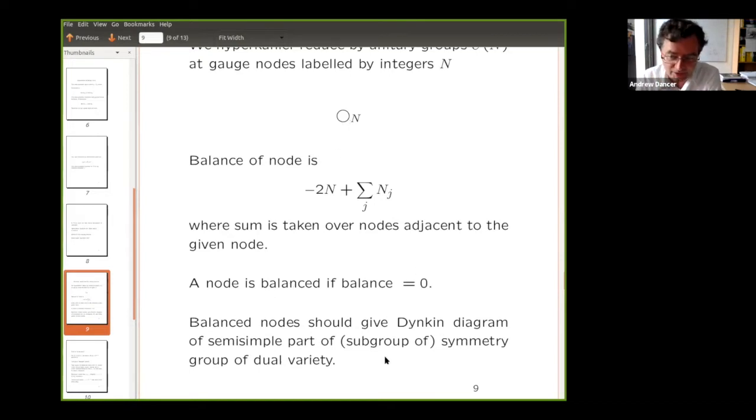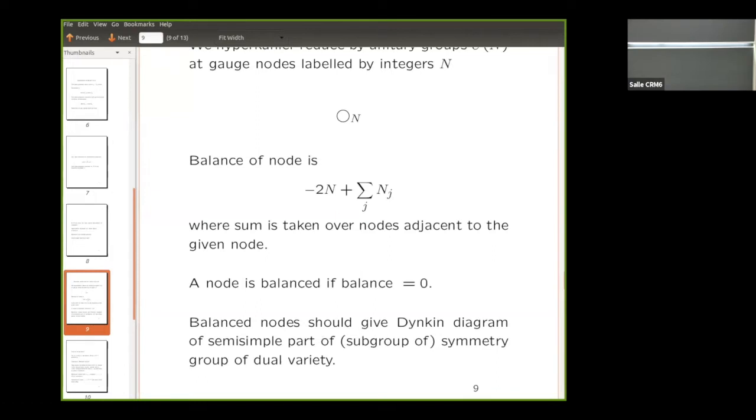So what this rule is telling you is how to thicken up the Cartan algebra of the dual to an actual semi-simple or reductive group. So it is refining the statement I had right at the beginning. The statement I had right at the beginning only tells you about the Cartan algebra of a symmetry group. This, using the balancing condition, is telling you how the Cartan algebra thickens up.